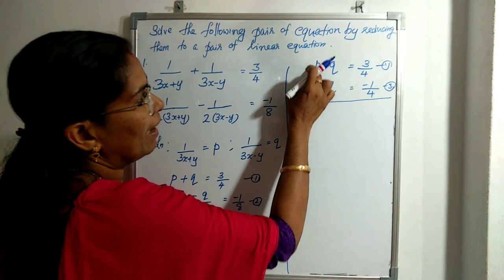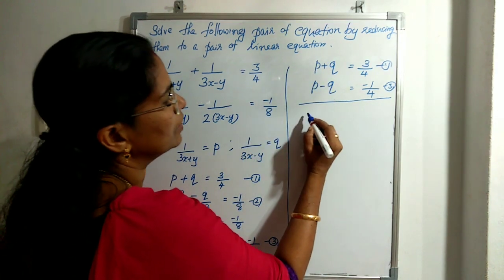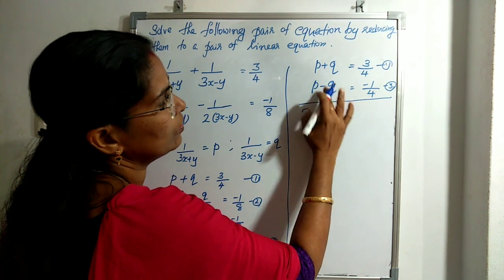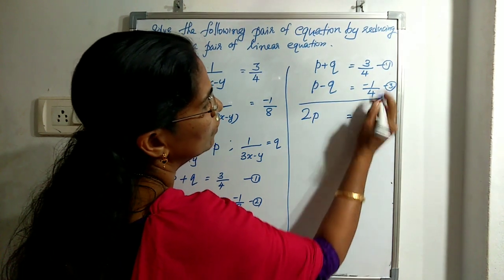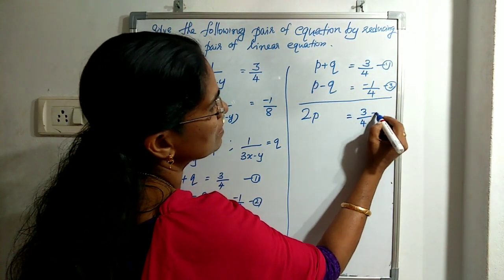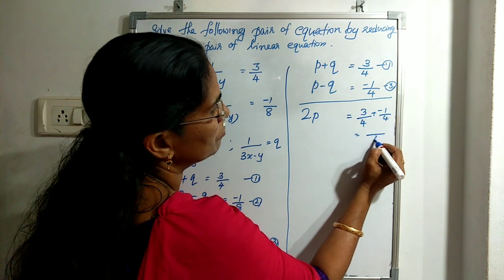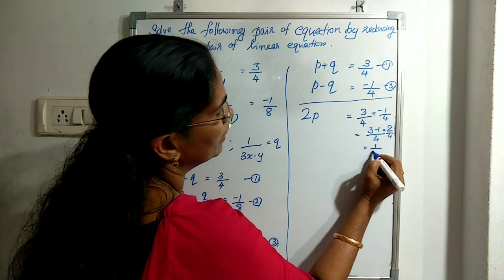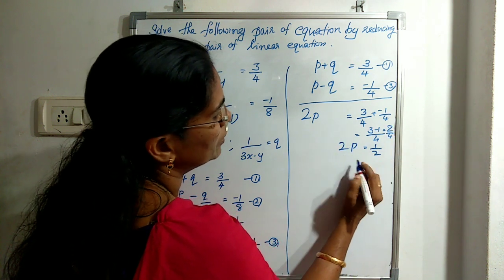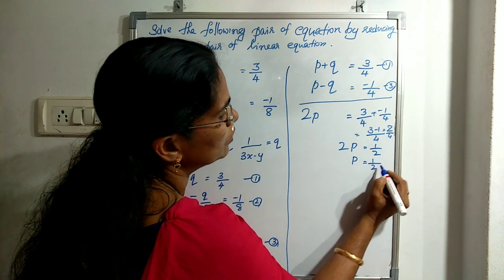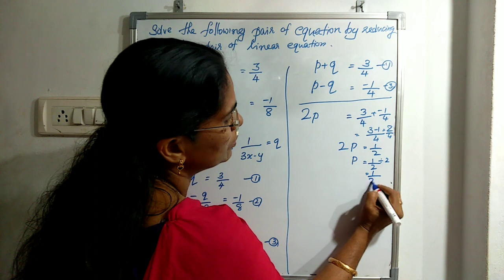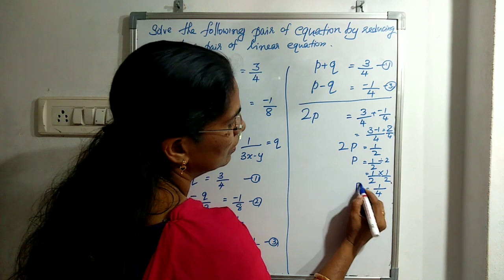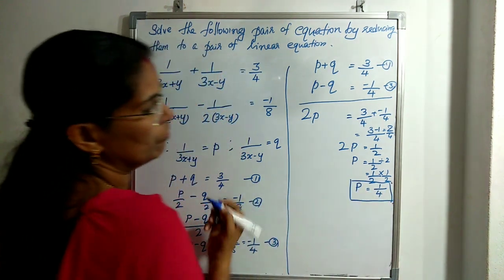So first we can add. Add means p plus p is 2p. The q terms will not be there, one is positive and one is negative, so it becomes 0. Then 2p is equal to 3 by 4 plus minus 1 by 4. Taking LCM 4, then 3 minus 1, that is equal to 2 by 4 or 1 by 2. 2p is equal to 1 by 2 and p is equal to 1 by 2 divided by 2. It means 1 by 2 into 1 by 2, reciprocal multiply, then it becomes 1 by 4. So the value of p is 1 by 4.